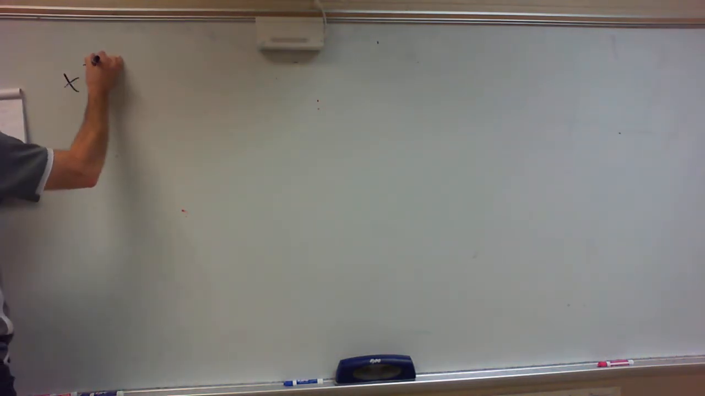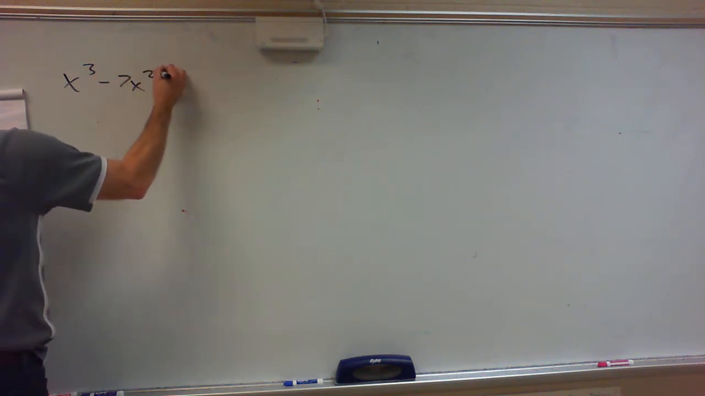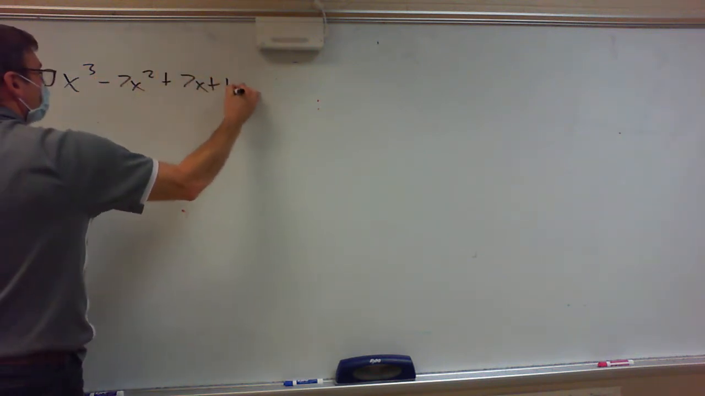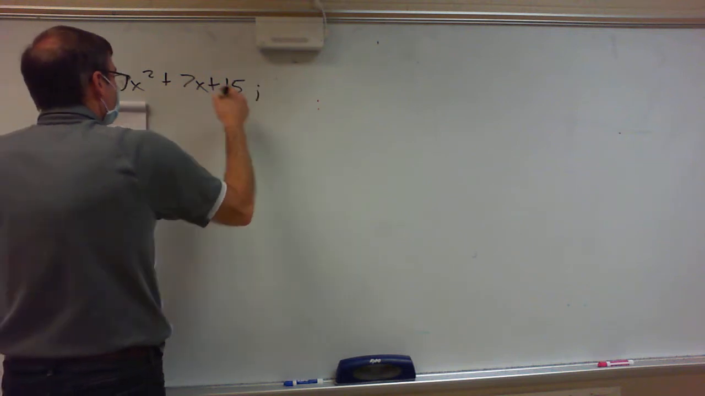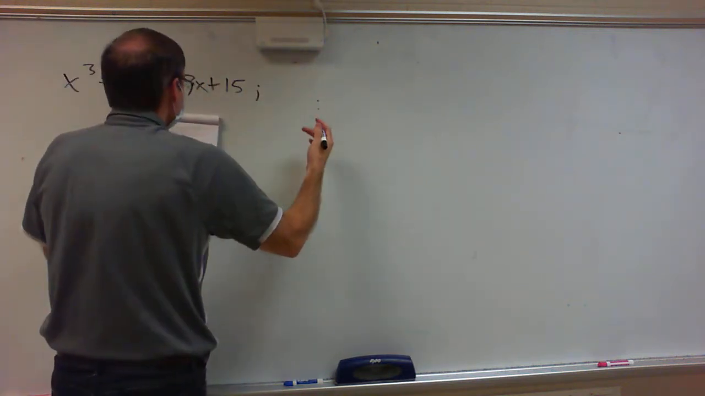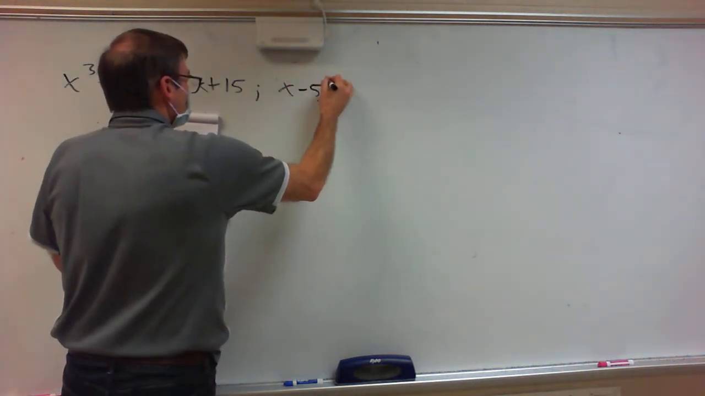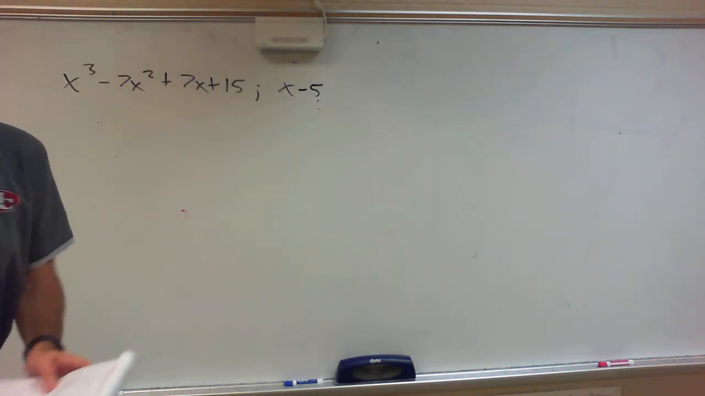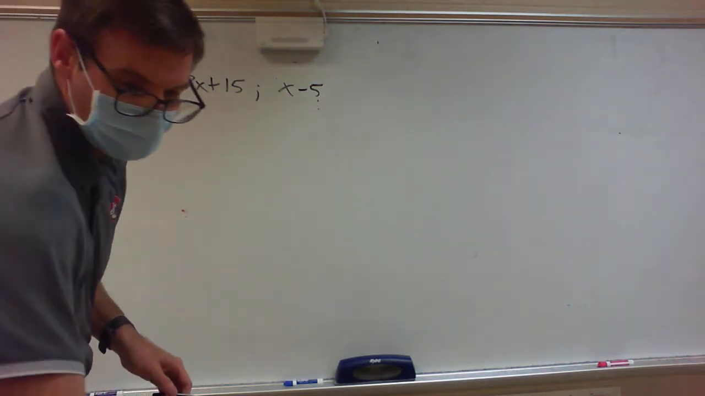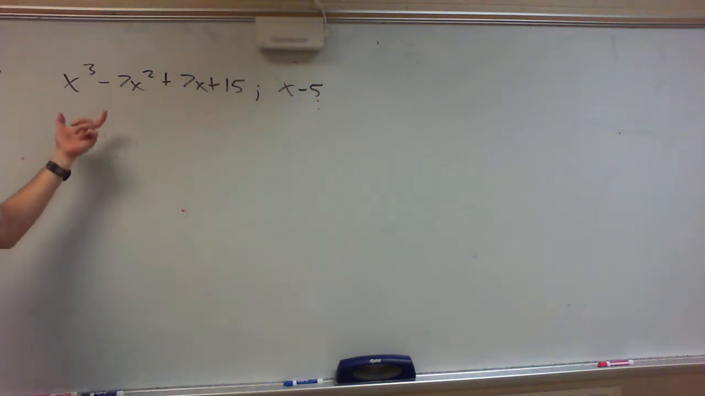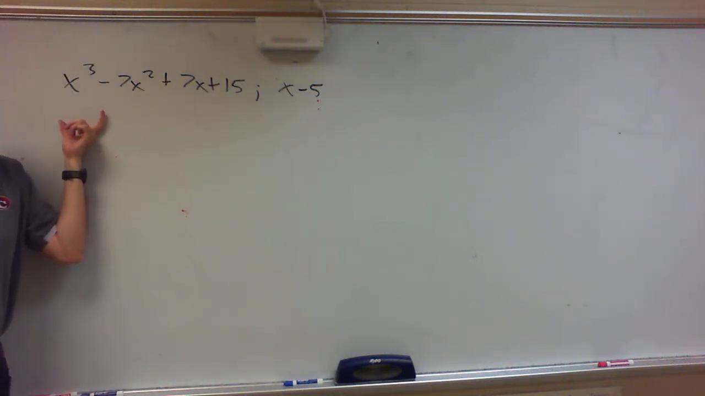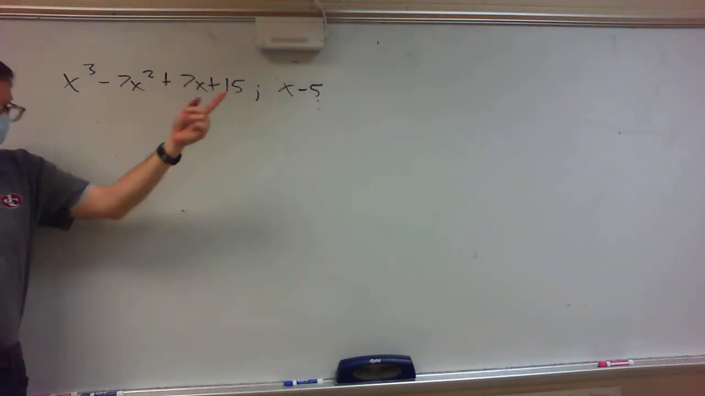So what if I give you x cubed minus 7x squared plus 7x plus 15? Our goal is to factor this, but I'm going to tell you that x minus 5 is a factor. What do I know one of the factors is going to be? X minus 5.